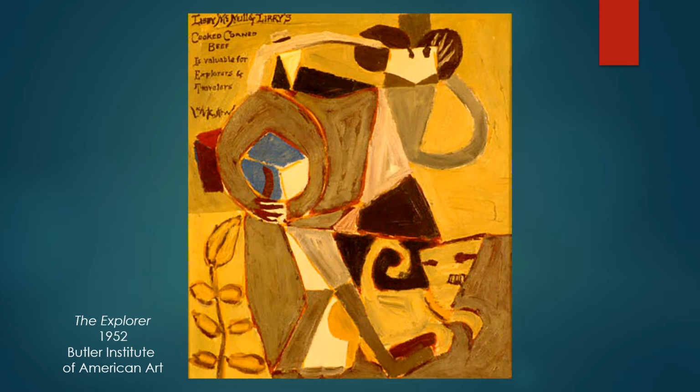But what's interesting about this particular work is that it is a takeoff from an advertisement for Libby, McNeil, and Libby's cooked corned beef. It was published in Life magazine in 1949. And you can see that what he did was he took the original advertisement and modified it, changed it, made it abstract, made it his own painting.